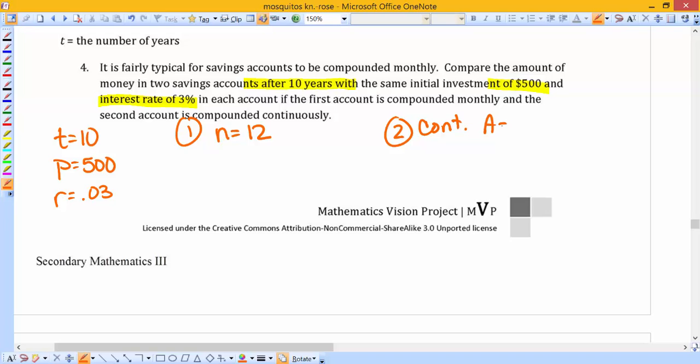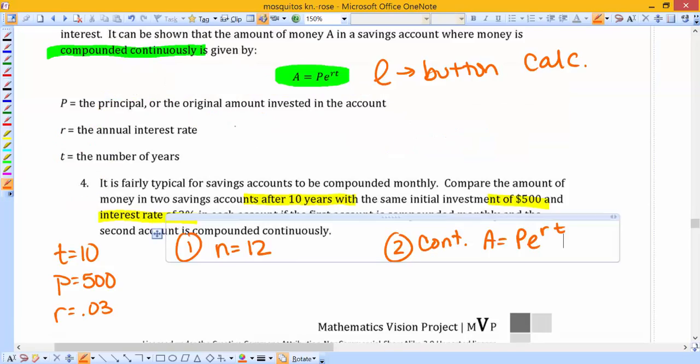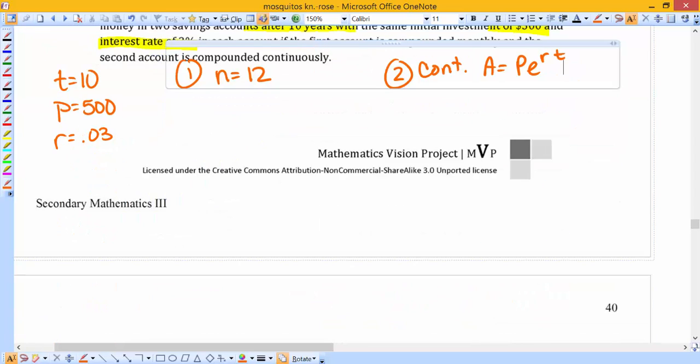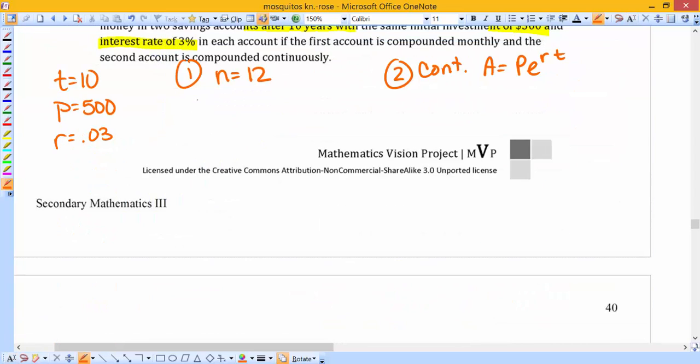So you use the A equals PE to the RT. For account number 1, you're going to use the formula that you used back here. So we're going to plug in to the A equals P times 1 plus R over N to the NT. So I'm going to let you guys do that. I'm not going to go through and do that, but then you need to check with your group. Make sure you guys are getting the same answer.